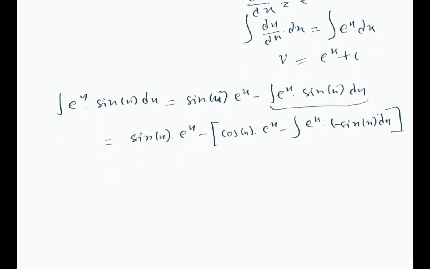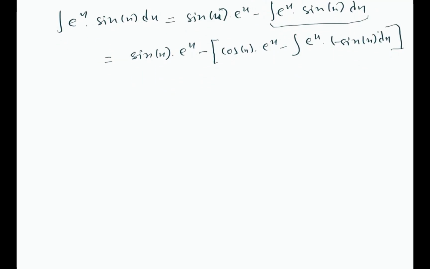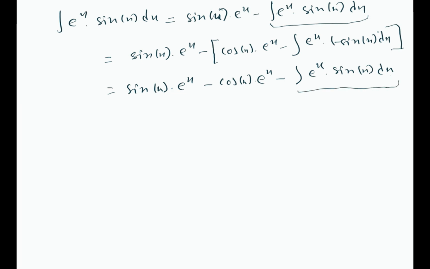So I can put a third bracket again. I can write sine of x times e to the power x minus cos of x times e to the power x, and here we have a minus times minus, plus times minus, actually minus, so I can put a negative sign here. So now the integral of e to the power x times sine of x dx, right? If you check, here we have the integral of e to the power x sine of x dx, and here again we have the integral of e to the power x sine of x dx.